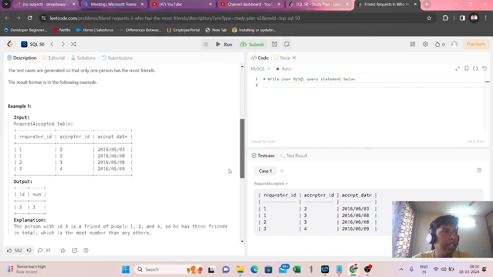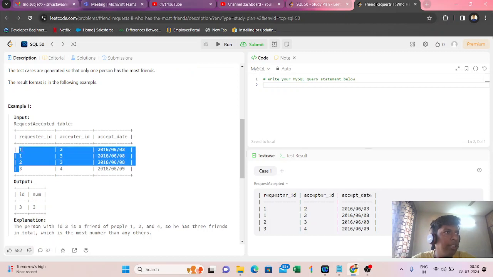Now let us see the example. So see, there are requester IDs 1, 1, 2, 3. So 1 has sent requests twice and the acceptor IDs are 2 and 3. So how many friends does 1 have? 1 has two friends. One is 2 and the other is 3. Now consider 3. 3 has requested once but has accepted twice. If you see, the number of friends becomes 3, right?